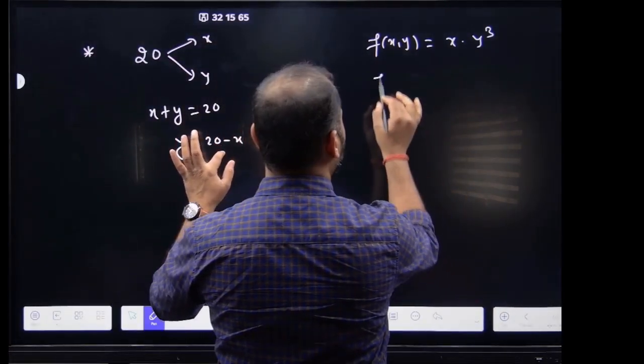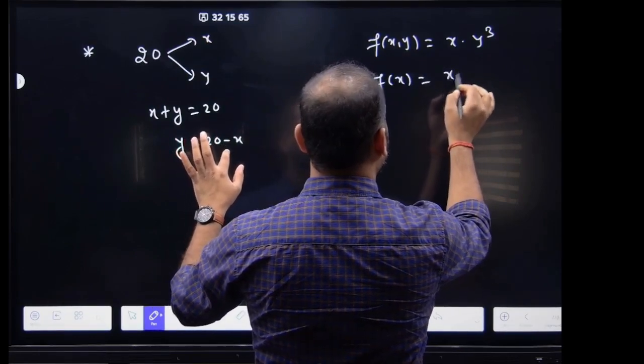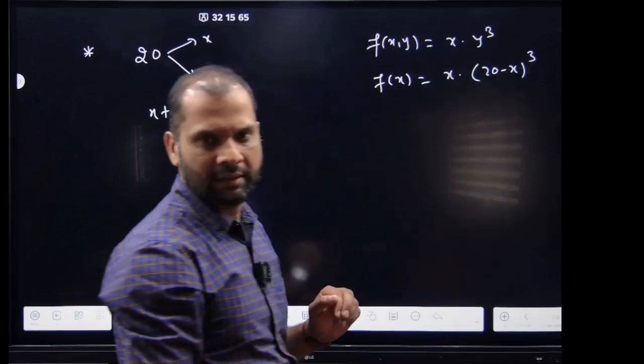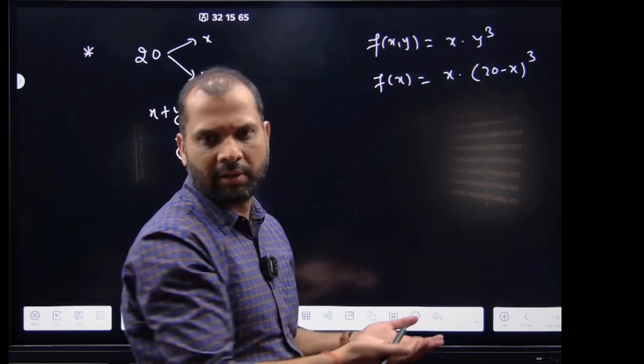y can be replaced from here. How can I replace y? Tell me. So this x, and here I can write 20 minus x the whole cube. Can I write like this? So every time I should replace like this. Now after that the maxima minima concept I should apply.